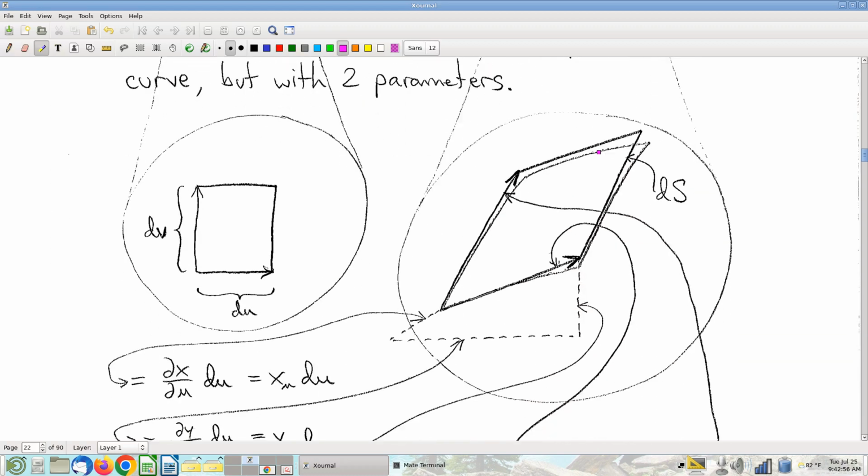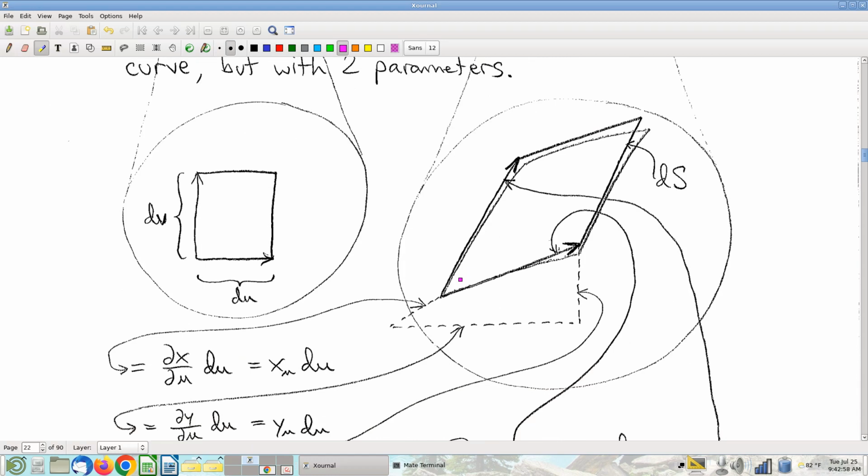We're going to look at that green piece of surface area. Here's a little piece of surface. And just like with a piece of curve, it's not flat exactly, but it's almost flat. It's close. And it's well approximated by what I'm going to call these edge vectors.